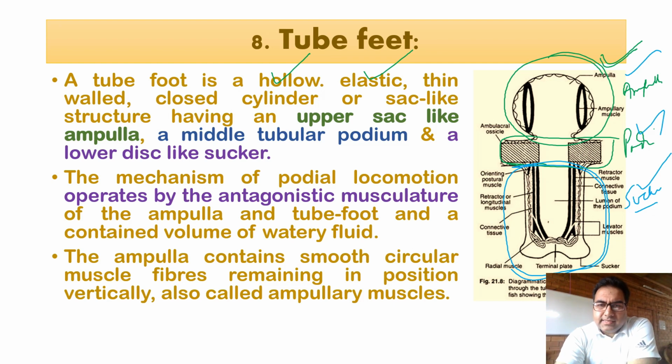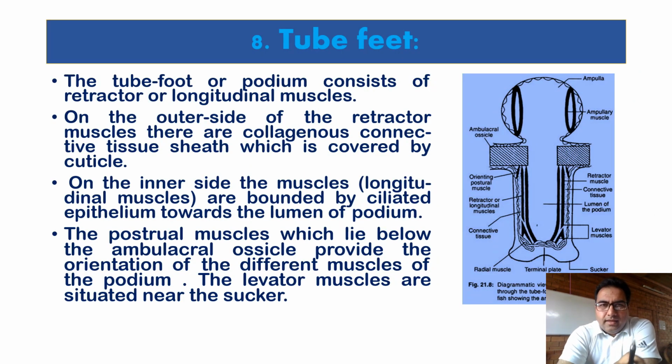Ampulla contains smooth circular muscle fibers. So we do have the ampullary muscles here. They are smooth circular muscle fibers and they remain vertical in position. So these are vertical in position, and they are also called the ampullary muscles. The tube feet or the podium consist of the retractor or the longitudinal muscles as well. So we do have the retractor or the longitudinal muscles.